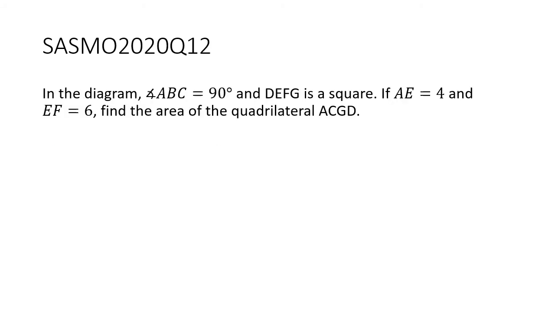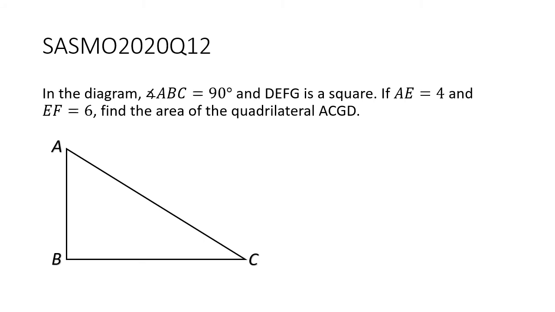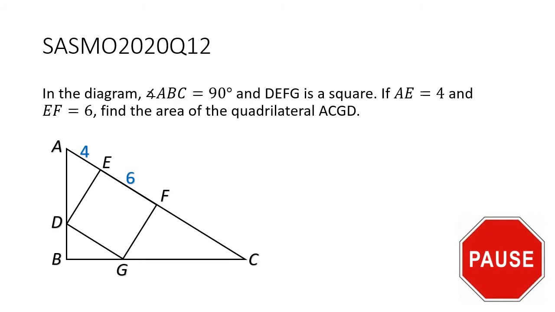Question number 12. In the diagram, we have a triangle ABC where angle ABC is 90 degrees and DEFG is a square, such that points E and F lie on the hypotenuse AC. Given that AE is 4 units and EF is 6 units, find the area of the quadrilateral ACGD. Pause the video here and give this question a good try.